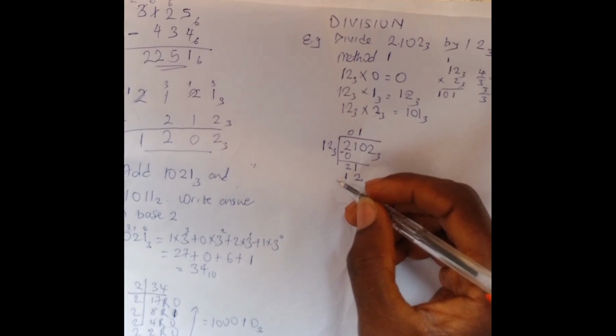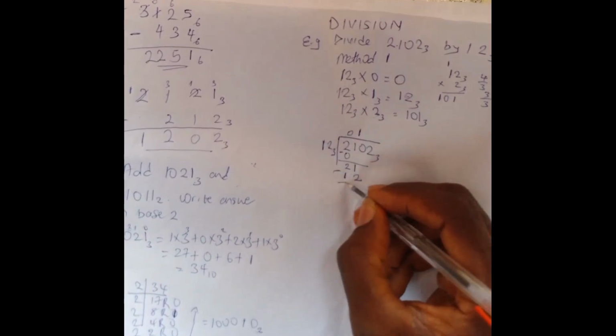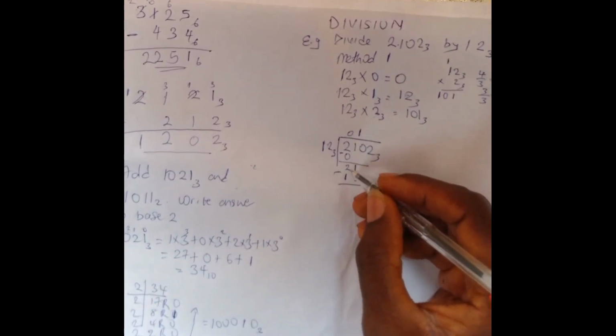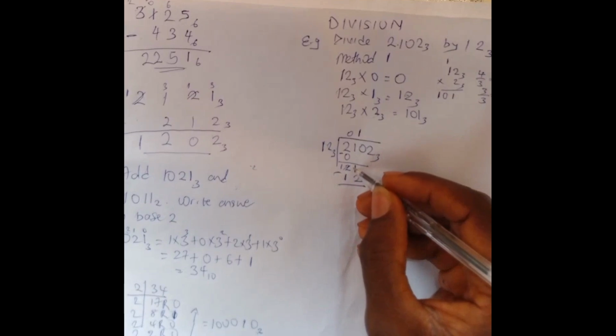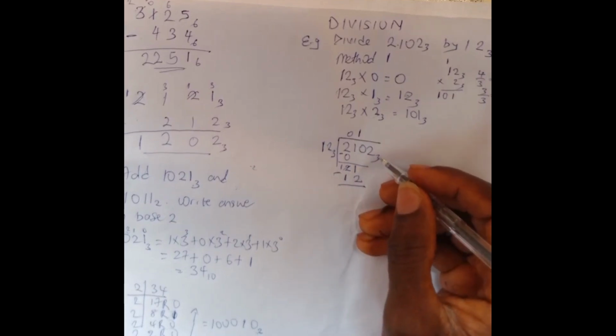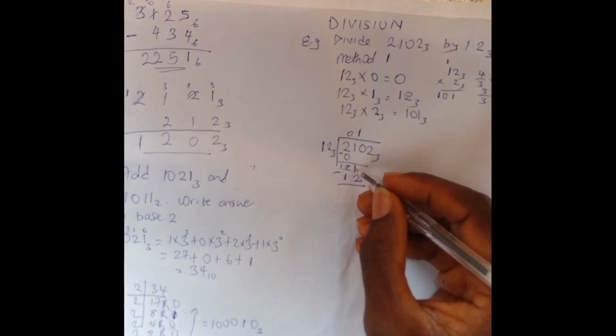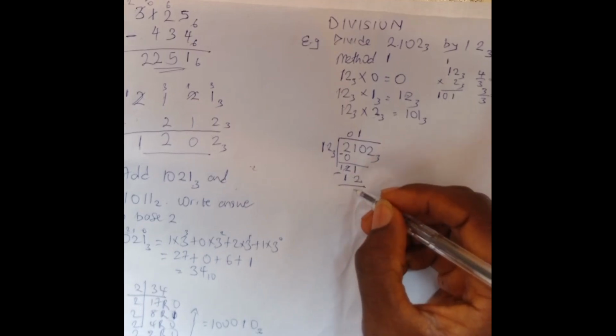Minus it. 1 minus 2 is impossible. Borrow 1, turn to 1. Then add that 1. Instead of writing 11 as in normal mathematics, we write what? The base number, which is 3. So 3 plus 1 is 4. 4 minus 2 is 2. Then bring down the next number, which is 0.